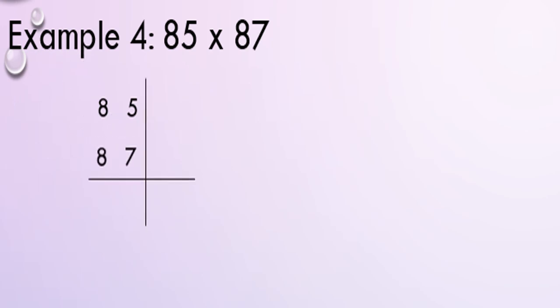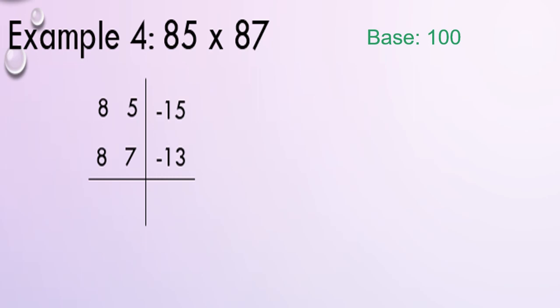Step 1. The first thing that has to be noted here is the base. Both numbers 85 and 87 are close to 100. So our base in this case is going to be 100. 85 is less than 100 by 15. So we write minus 15 on the right hand side of vertical line. Also 87 is less than 100 by 13. So we write minus 13 on the right hand side of vertical line.